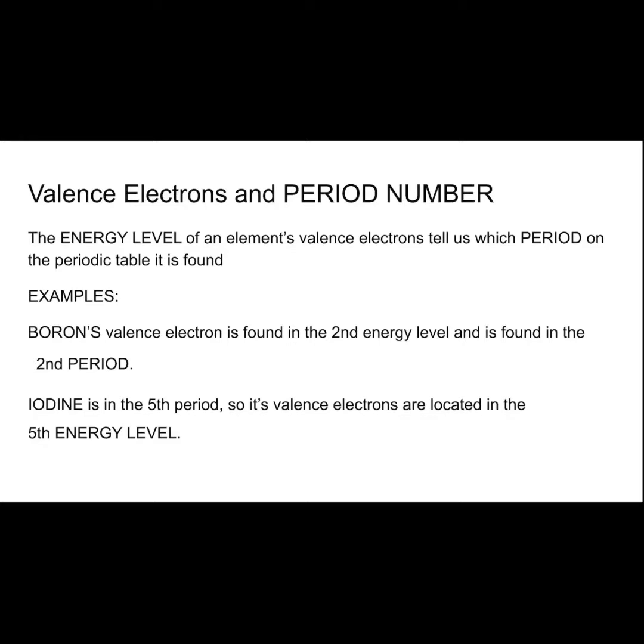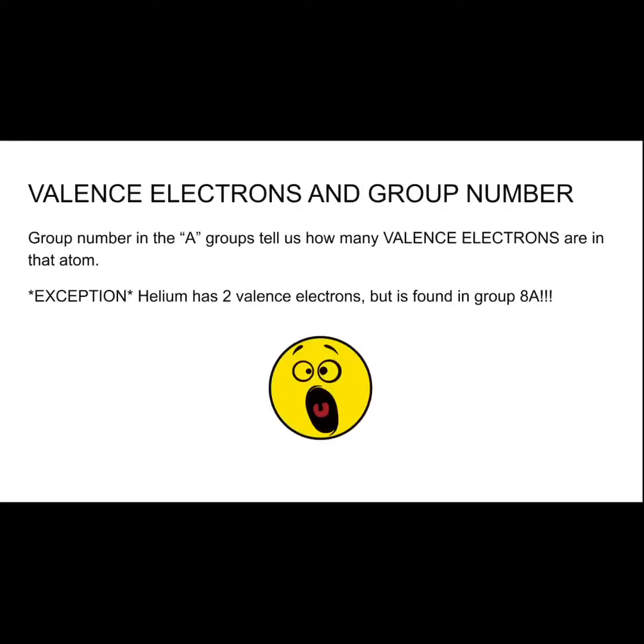Another example would be sodium, Na. Na is in the third row, so that means its valence electrons would be located in the third energy level.